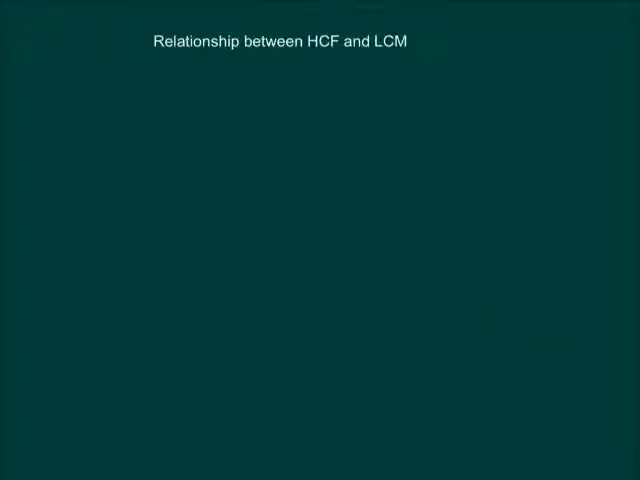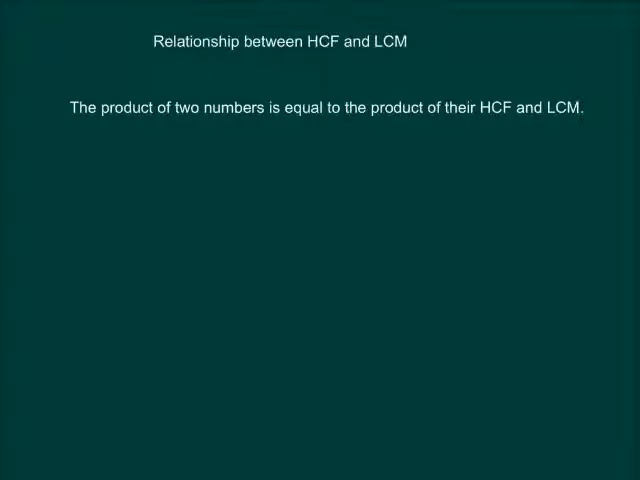There is an interesting property connecting the HCF and LCM of two numbers. The property says that product of two numbers is equal to the product of their HCF and LCM. Note that we are talking about two numbers only. Let us take an example and verify. Say we take the two numbers 6 and 8. Then product of 6 and 8 is 48. Now let us find the HCF of 6 and 8.